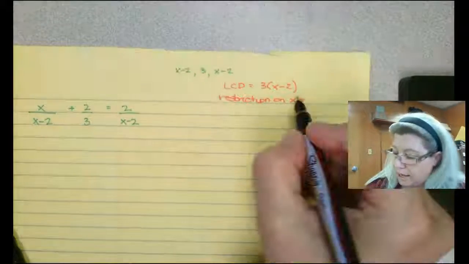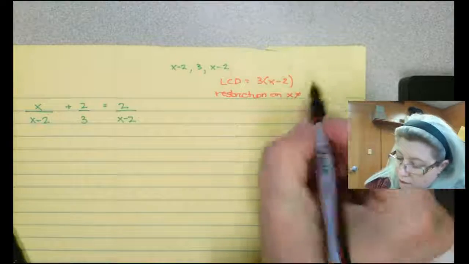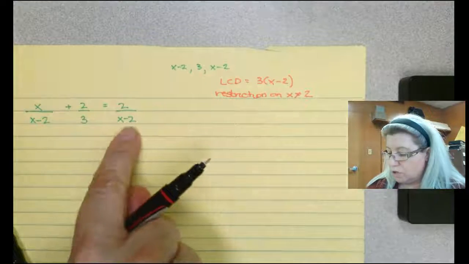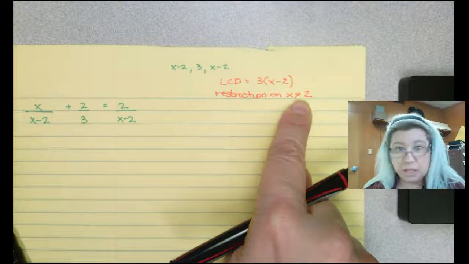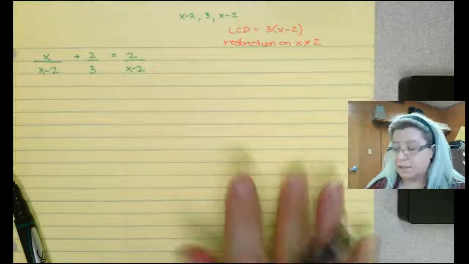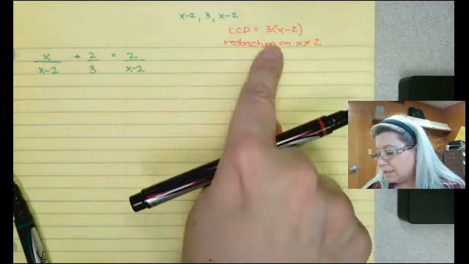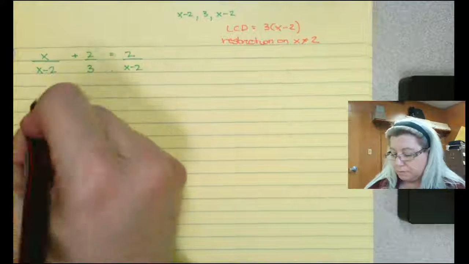Our restriction on x, when we set x minus 2 to 0, is 2, because 2 minus 2 equals 0, so we don't want x to be 2. It could be anything else, but not 2. Alright, so let's multiply both sides by the LCD of 3 times x plus 2.